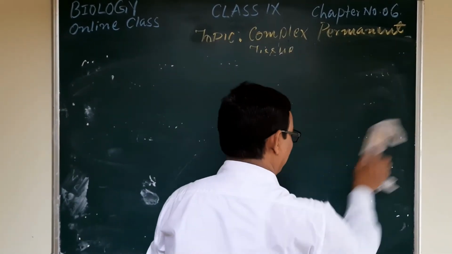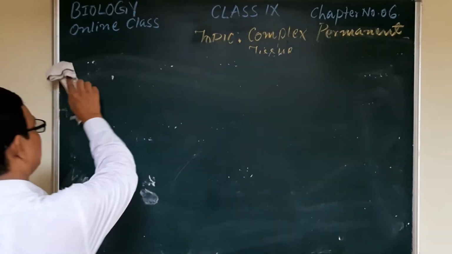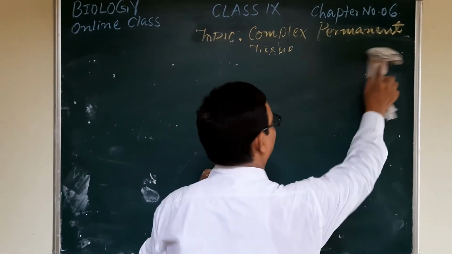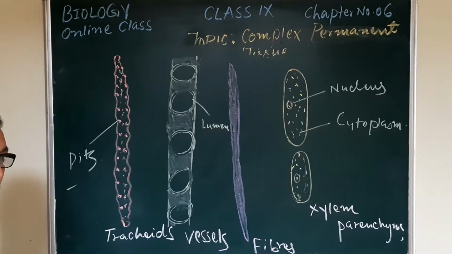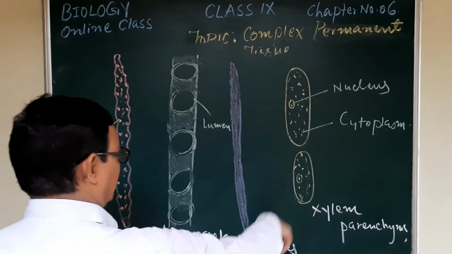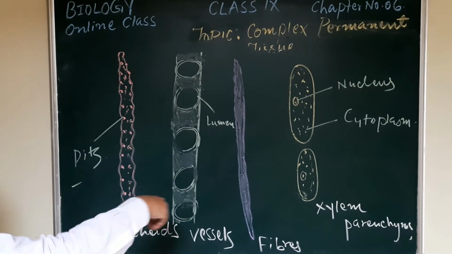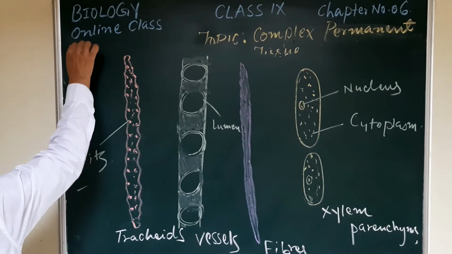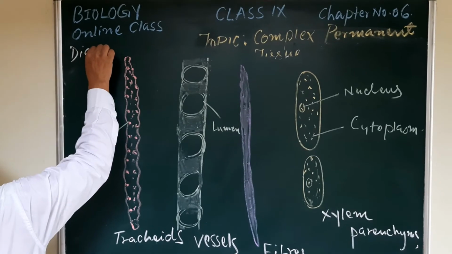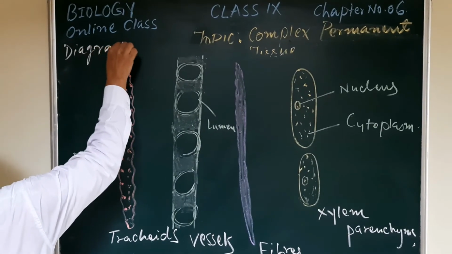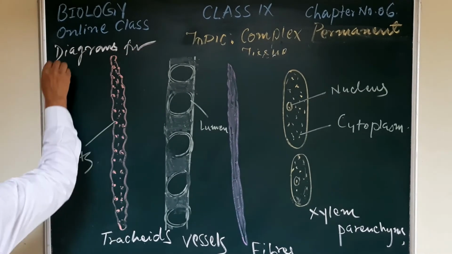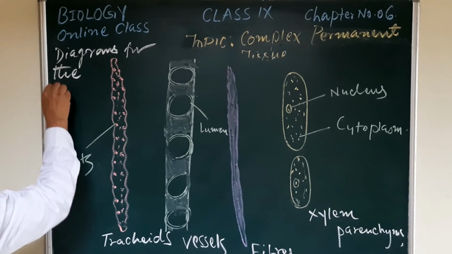Now come to the phloem, but before that there are some diagrams related to the xylem elements. Here are the diagrams of the four different elements of xylem, a diagram for each of the different elements.